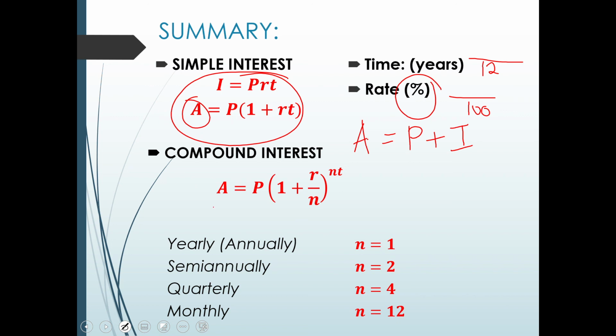So the formula for compound interest is A equals P times (1 plus R over N) to the power NT. So the only difference is the N, so it depends. If it's annually, N is 1, semi-annually, N is 2, if it's quarterly, 4, and if it's monthly, 12. So these are the things you need to remember.